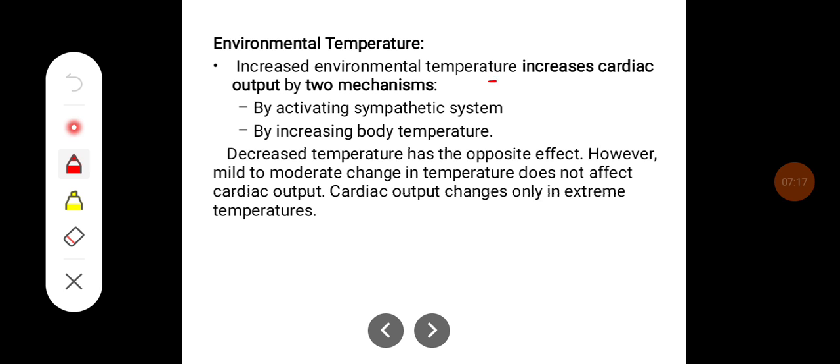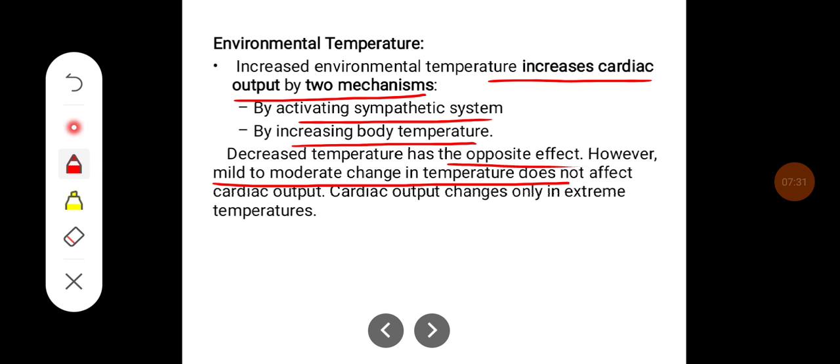Increase in the environmental temperature increases the cardiac output by two mechanisms: by activating the sympathetic system and by increasing the body temperature. Decreased temperature has the opposite effect. However, mild to moderate change in the temperature does not affect the cardiac output. Cardiac output changes only in extreme temperatures.